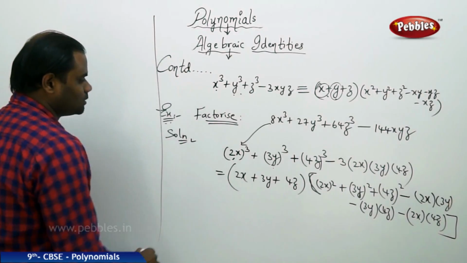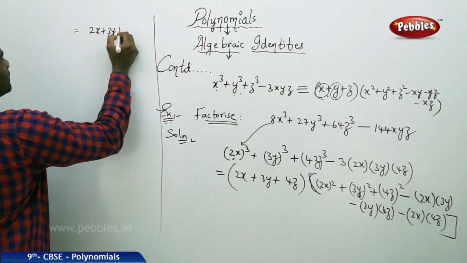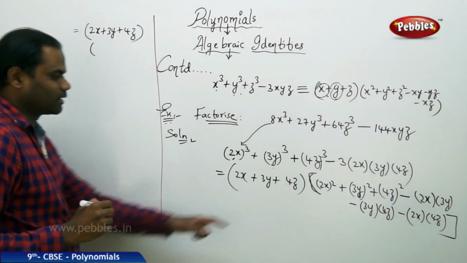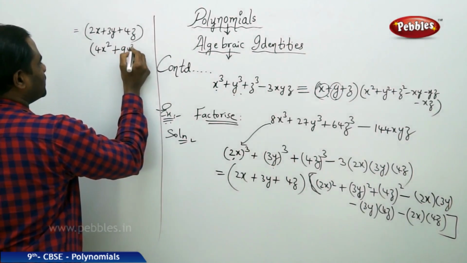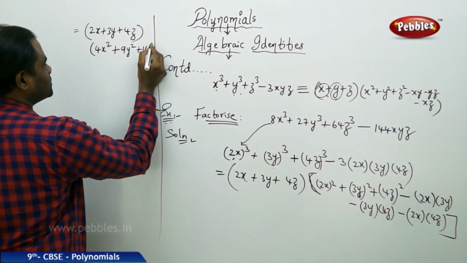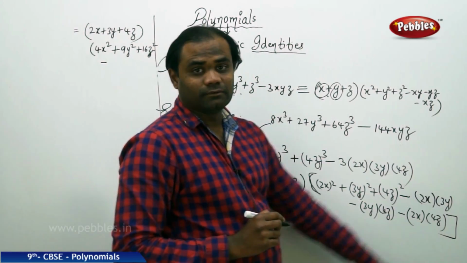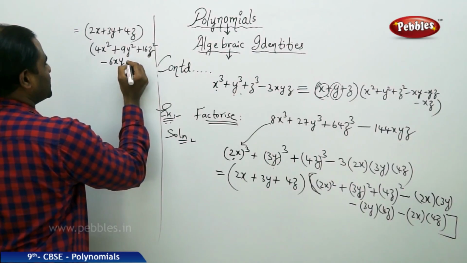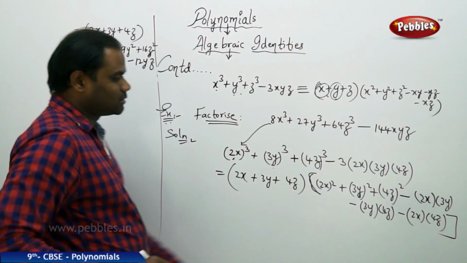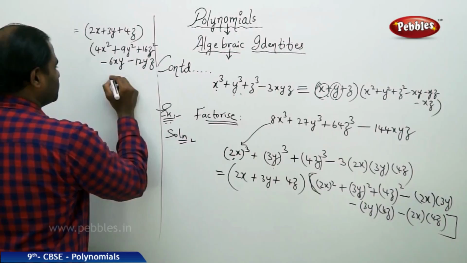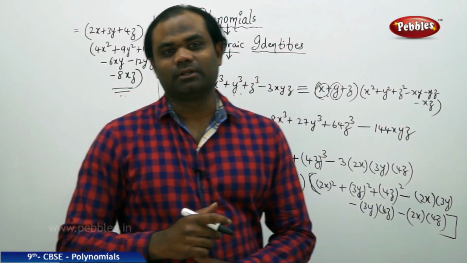This can be further simplified so that I get the first factor being 2x + 3y + 4z, and my second factor being (2x)², which is 4x², and (3y)², which is 9y², and (4z)², which is 16z², minus 2 times 3, which is 6, therefore minus 6xy, minus 4 times 3 is 12, so minus 12yz, and 2 times 4, which is 8, therefore minus 8xz is what I get as the factors for the given polynomial.